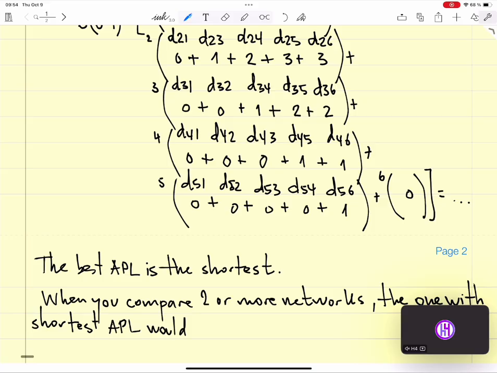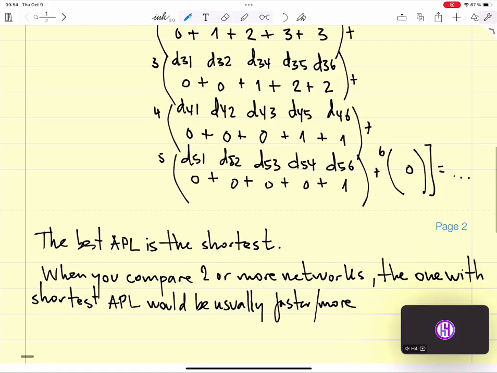would be usually faster or more effective. Okay? So that's important. If I ask you in the exam, here are two networks, compare them, you need to calculate the average path length for both. Then say, okay, this one is better because the average path length is shorter. Okay? Is that cool? Fragen, questions?